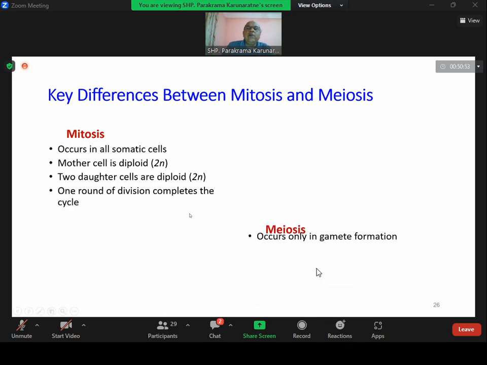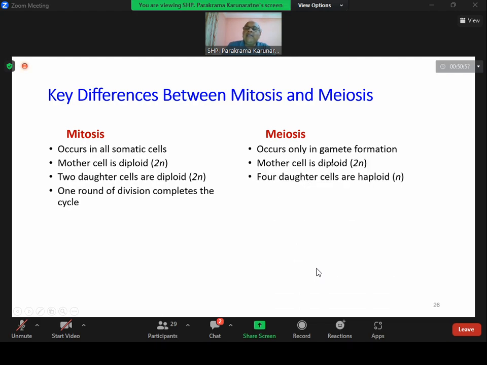And in meiosis, what happens? It occurs only in gamete formation. The mother cell is diploid, and four daughter cells are haploid. Two rounds of cell division complete the cycle. Actually, the second one is similar to mitosis. Okay, so you have come to the end of cell division.